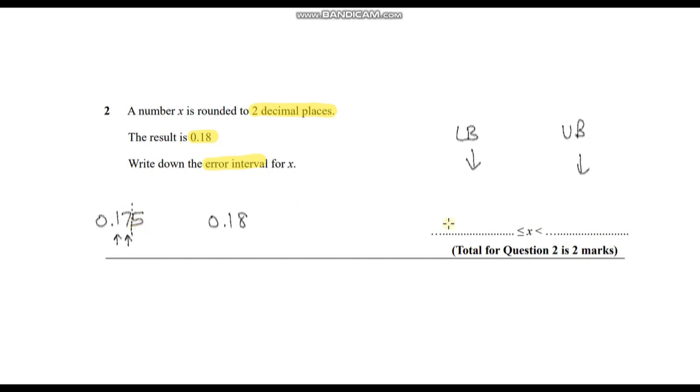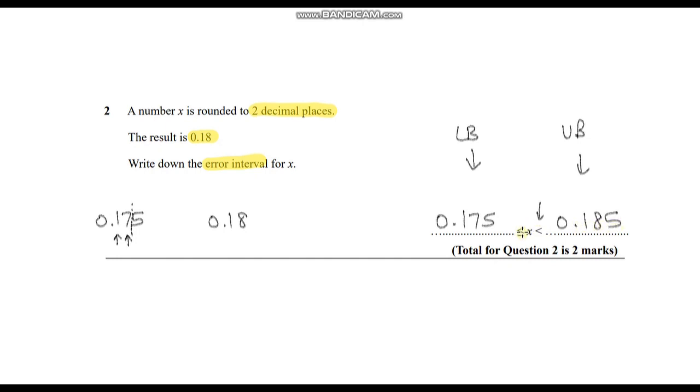So our lower bound is 0.175, and our upper bound, well, it's just the same distance away from our number but above our number, so it would be 0.185. And you need to be really careful here because we're not saying that our number is 0.185, because if it was, then this would get rounded up to 0.19. And the really important part is this inequality here. This specifically states that our number is less than 0.185.